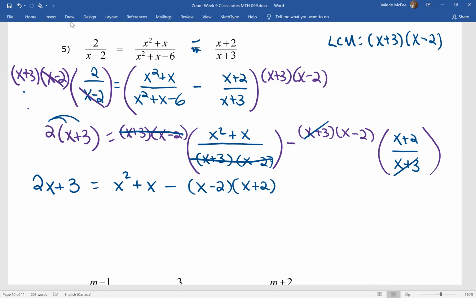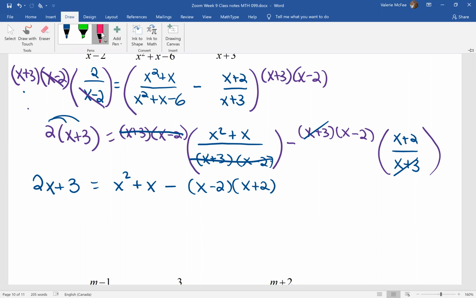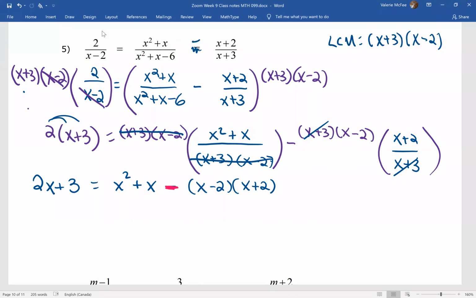Now, this is one of those tricky questions because we are subtracting. That means we're going to need to subtract this entire product. Have I mentioned that on your test or your final exam that you will likely get a subtraction question, not addition?